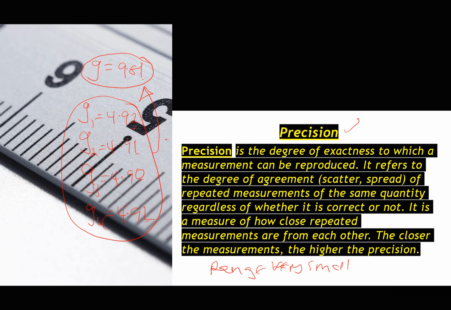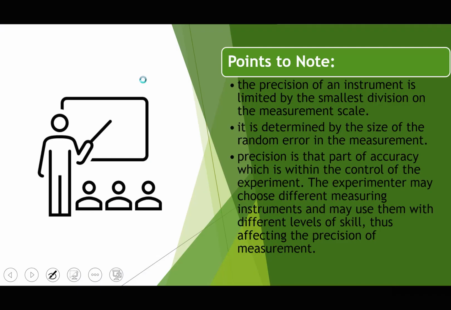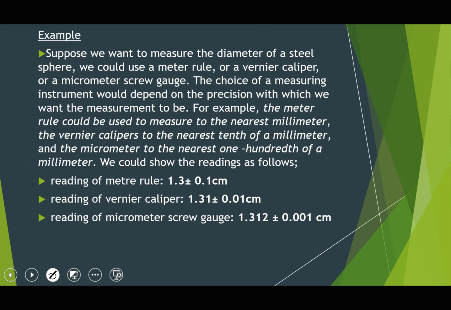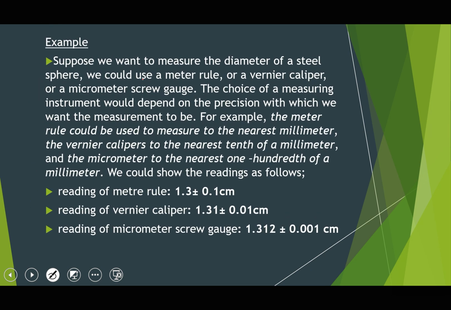Now, let's assume we want to measure the diameter of a steel sphere. There are several instruments we could use in the laboratory. Number one, you could use a ruler to measure the diameter. You could use a vernier caliper, or precisely a digital vernier caliper. You could also use a micrometer screw gauge to measure the diameter. But then, will all the instruments give the same values?